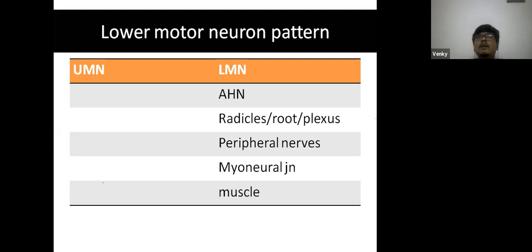In muscle, usually the pattern will be symmetrical. Proximal muscles get more involved, and flaccidity will be present. In spite of the wasting and the weakness, the reflexes will be retained. That is the main characteristic feature of muscle. So this is the classical difference between UMN and LMN, and these are some of the differential points that are useful to localize the lesion.